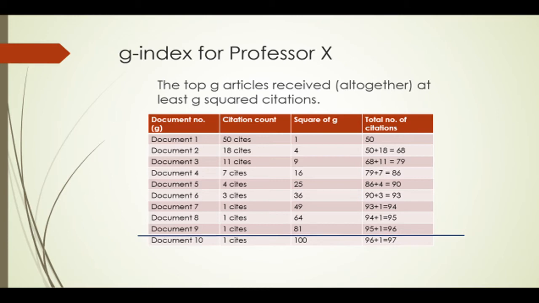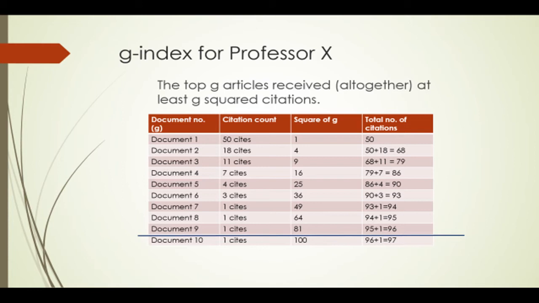Top G, here it is one article, should have at least G square citations. So what is G square? 1 square, 1. In total it should have at least G square, which means in total 50 citations. So the total number of citations is 50. Is the condition satisfied? Yes, 50 citations in total is more than G square.